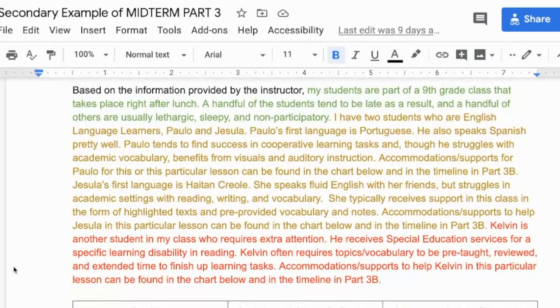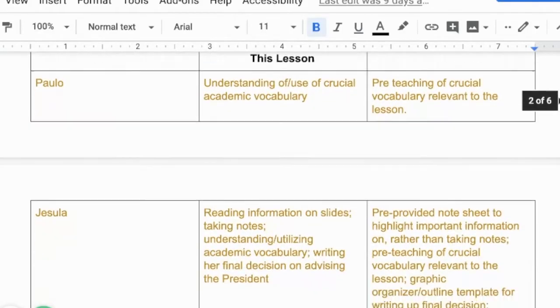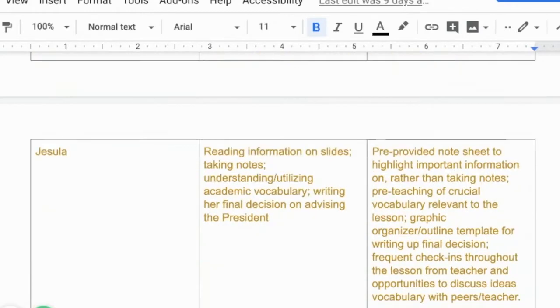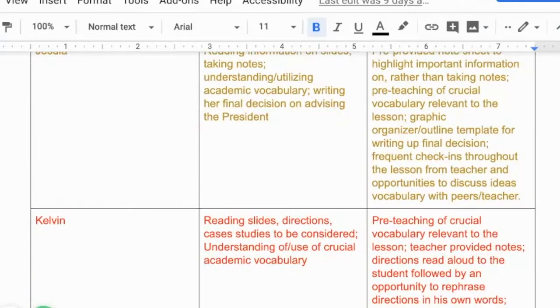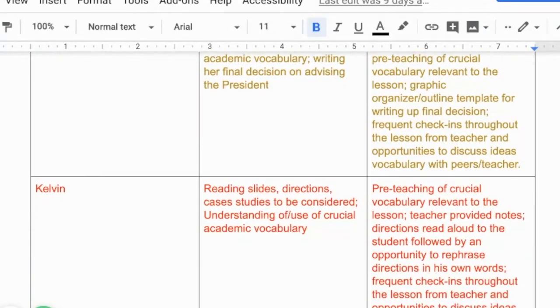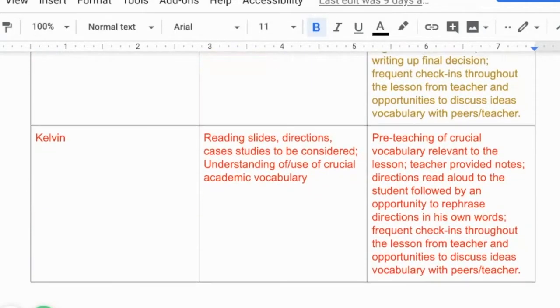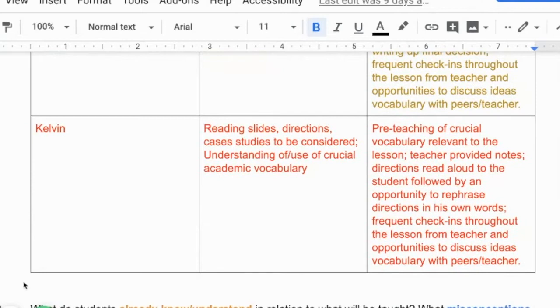And then remember, you will have a chart that has every single one of your students. And as you build your lesson, in that chart, you will have their names, as well as what will likely be their primary struggle with the lesson and how you will accommodate and or support that need throughout.